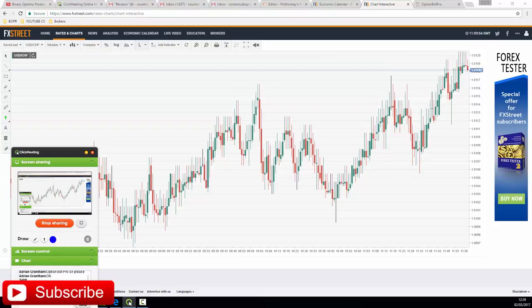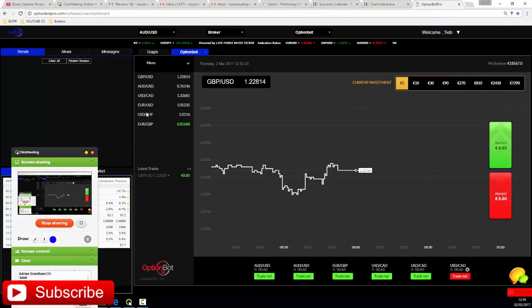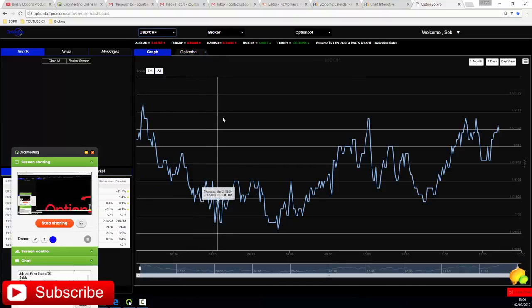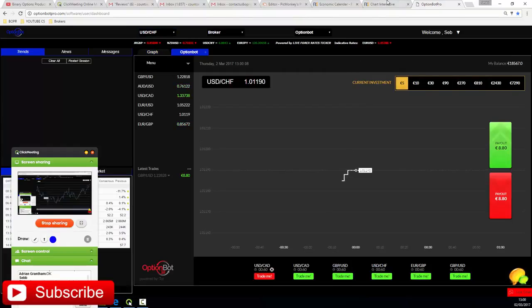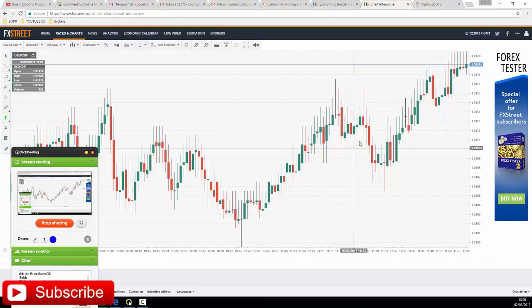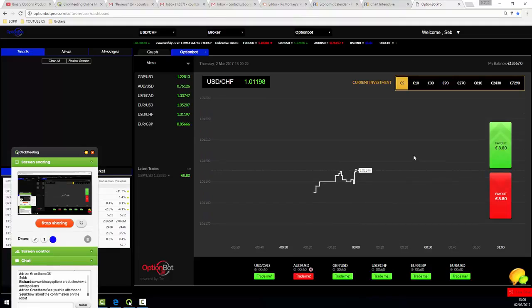How about confirmation on the robot? What do you mean by confirmation? As in, say if you're looking at USD CHF here, and then do you mean just placing a trade, or what do you mean by confirmation on the robot? Because you've got to remember we're using OptionBot Pro, so it's manual trading. It's not signals. This is an OptionBot only video. Option Robot will be done on Tuesday.